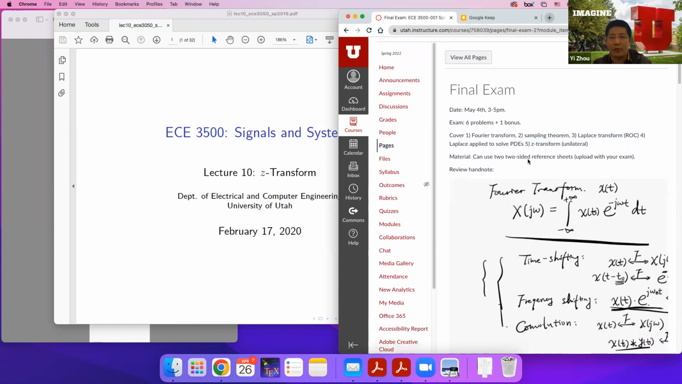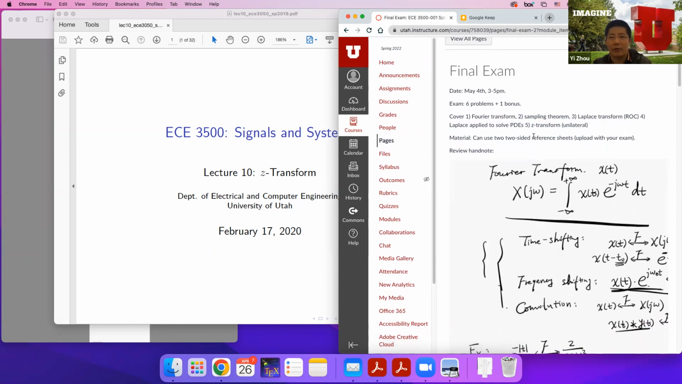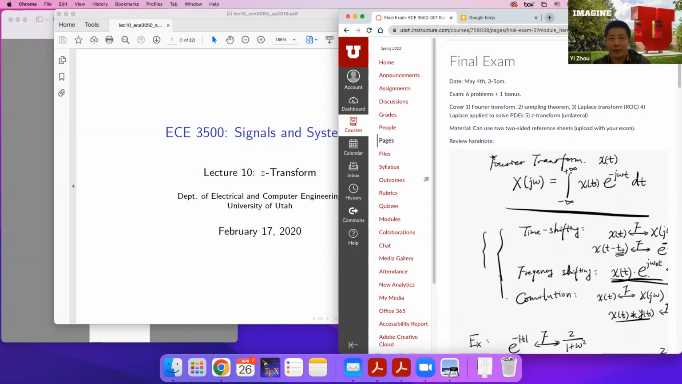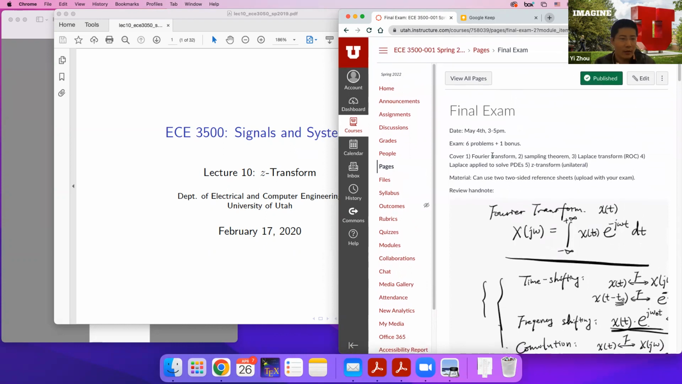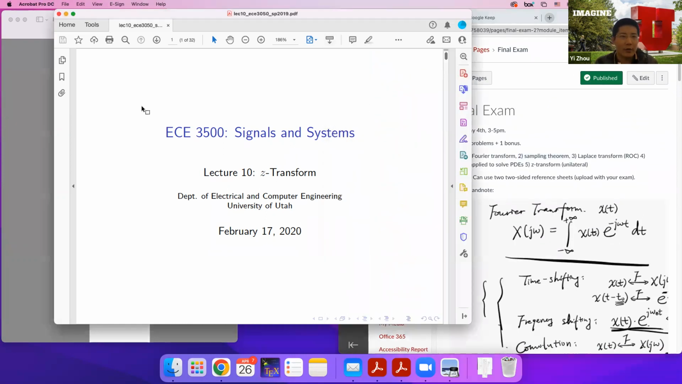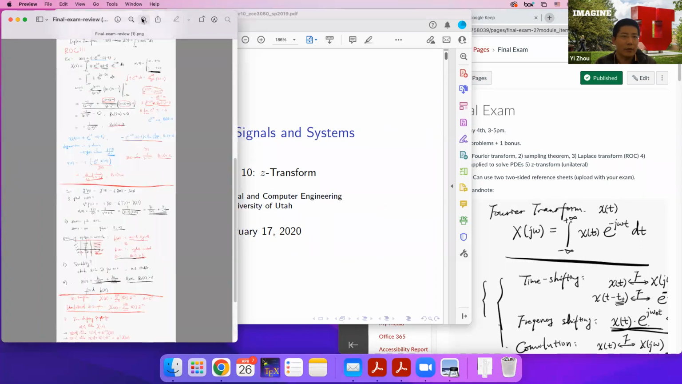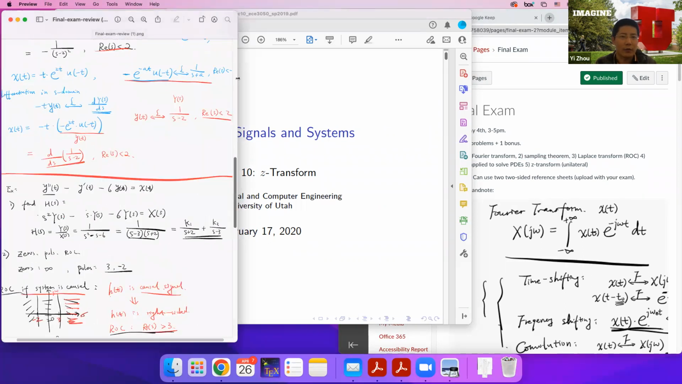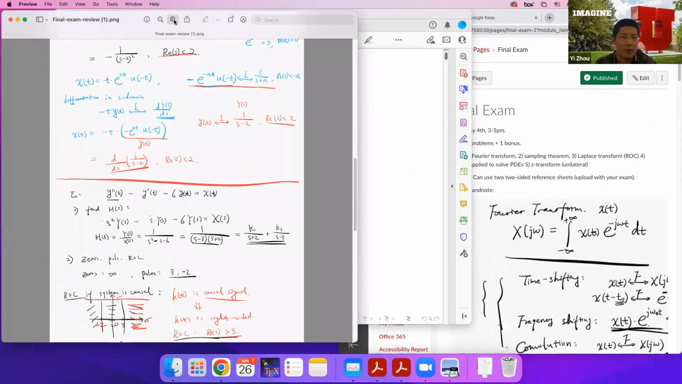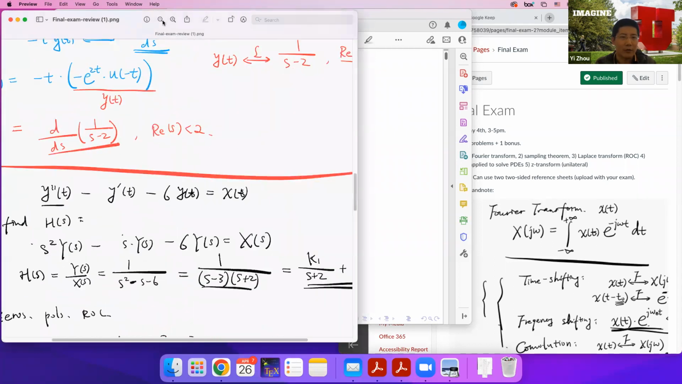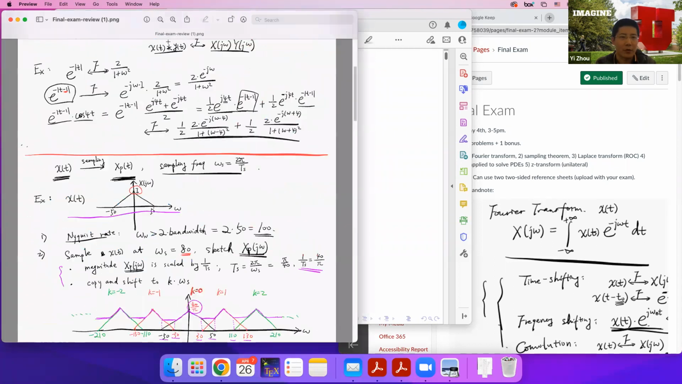And again, you can use two-sided reference sheets. You can bring your reference sheets for the midterm 2. And today we will go over, so I drafted this final review lecture, which contains maybe 4 or 5 problems, so we can go over them.